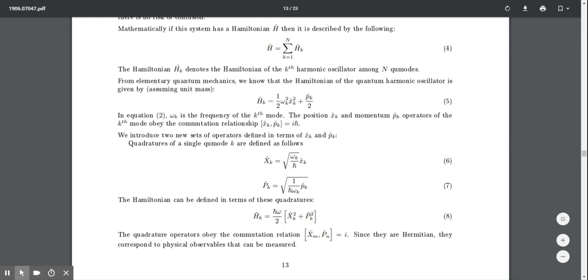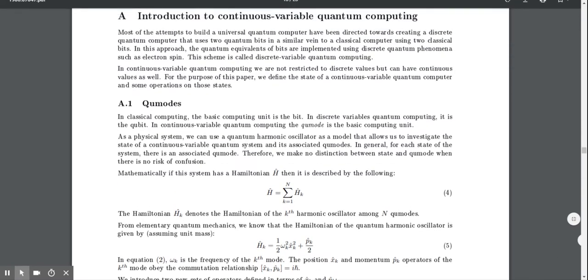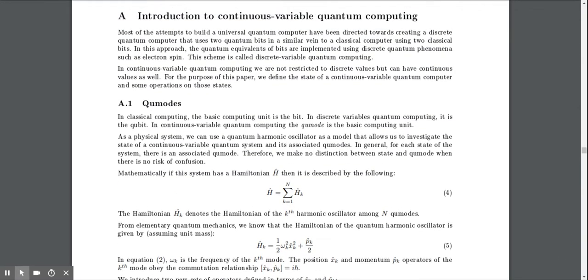The position x_k and the momentum p_k operators of the kth mode obey the commutation relationship. So you've got different components here, I see. Basically, you're defining the Hamiltonian as a function of frequency, position, and momentum of that physical device, which is then a quantum harmonic oscillator.